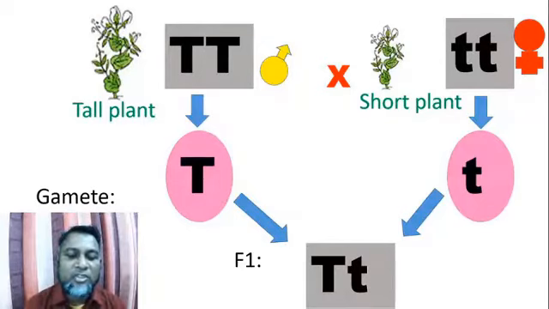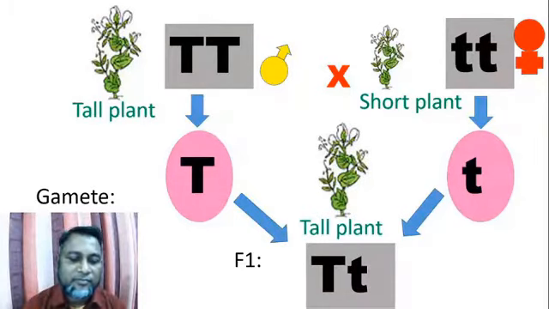Capital T is responsible for tall character. It is the dominant character. As a result, it is expressed in heterozygous condition. On the other hand, small t is responsible for short character. This is the recessive character, so it is not expressed in heterozygous condition. So all plants in F1 are tall plants.